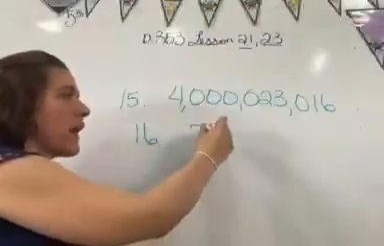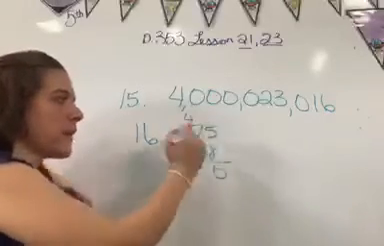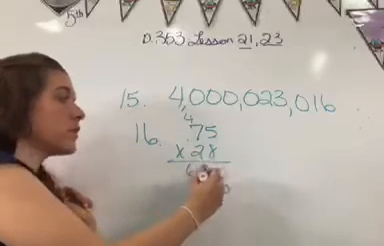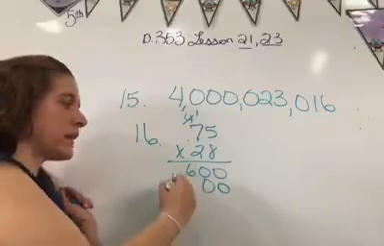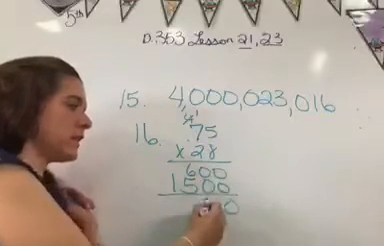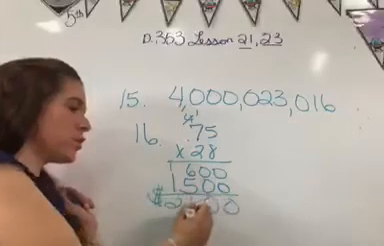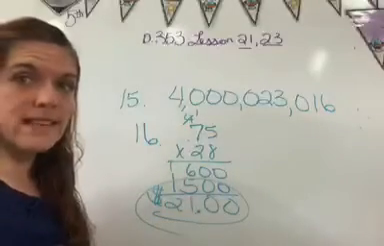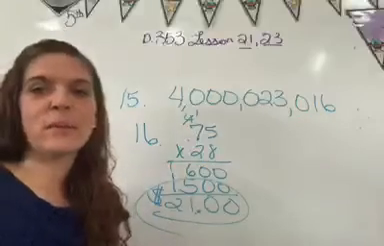So I'm going to go 0.75 times 28. 8 times 5 is 40. 8 times 7 is 56 plus 4 is 60. 2 times 5 is 10. 2 times 7 is 14 plus 1 is 15. 0, 0, 21, put your point, 1, 2, point, dollar sign. $21 he spent on snacks in a week. No. You could do so much more with that money.